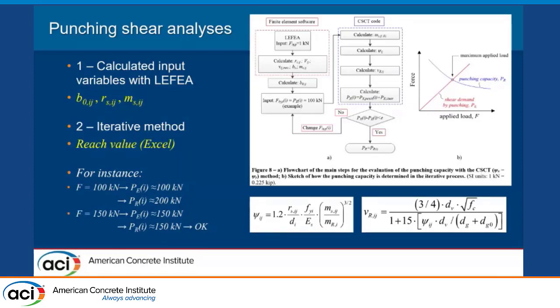So after we calculate the effective portion of the control perimeter, the distances from the load to the point of zero bending moments, and the control bending moments, we put these parameters into the subroutine based on the critical shear crack theory. So for each applied load, we will calculate the respective slab rotations of each side of the control perimeter, the corresponding shear resistance from each side, and at the end, we can calculate the total punching capacity around the load.